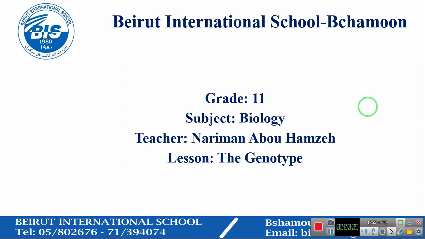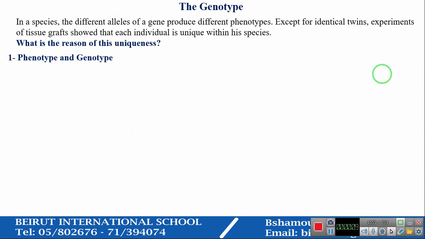Today we are going to talk about the genotype. In a species, the different alleles of a gene produce different phenotypes. Except for identical twins, experiments of tissue grafts showed that each individual is unique within his species. What is the reason for this uniqueness? Let's talk about the phenotype and genotype.